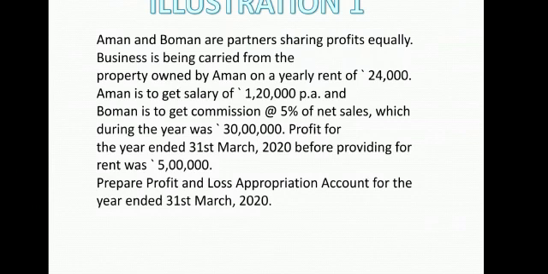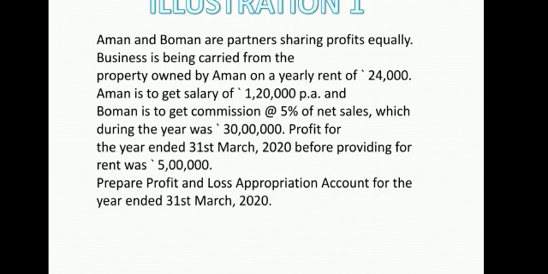And Bowman is to get commission at the rate of 5% of net sales, which during the year amounted to rupees 30 lakh. This is the amount of sales. So 30 lakh, 5% of that, Bowman's commission comes out to be 1,50,000. Then profit for the year ended 31st March 2020 before providing for rent was rupees 5 lakh. Please notice that this net profit has been calculated before providing for, that means before deducting, rent payable to Aman for the use of his property.